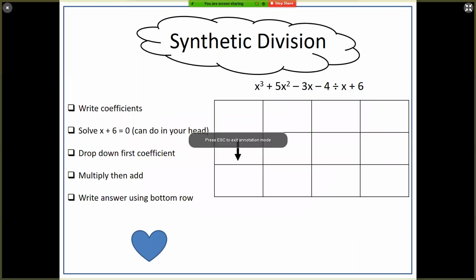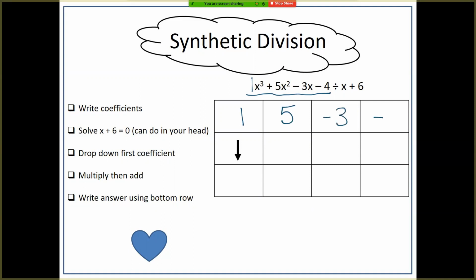So step number 1, we're going to write our coefficients. When we write our coefficients, they go along the top box. So all those top boxes are going to become our coefficients of this right here. Keep in mind, if there's no coefficient written, it's assumed to be 1. So the coefficients, these 4 numbers, are going across the top. I'm going to have 1 in the first box, 5 in the second box, -3, and then -4. Those are just these 4 numbers that are written right here. Keep in mind that I'm taking the negatives with them. So that's step 1.